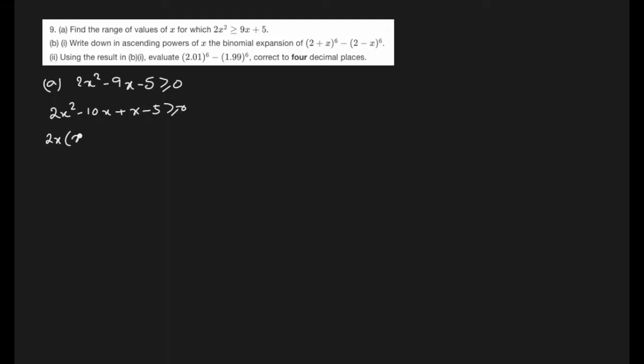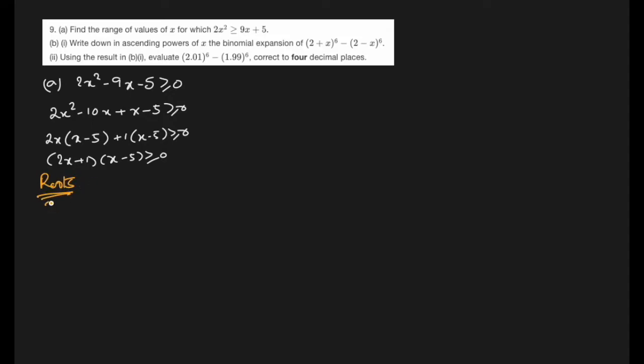2x can be taken common here: 2x times (x minus 5), plus 1 times (x minus 5), so (2x plus 1)(x minus 5) greater than or equal to 0. So what happens after this is that many students, not most, but many students, just treat it like an equation. So they write 2x plus 1 is greater than or equal to 0 or x minus 5 greater than or equal to 0, and they get two answers. No, not at all. This is the wrong method of doing it. What you should do instead is find the roots.